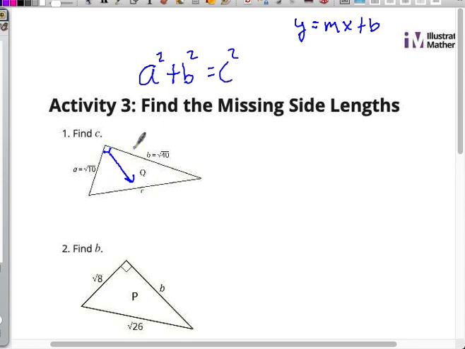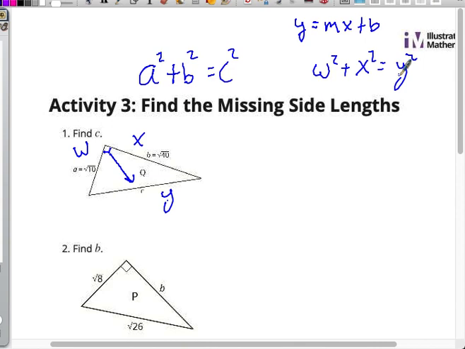So if they happen to relabel this triangle, and instead of sides A, B, and C, we had sides W, X, and Y, we can still use the same formula. We understand that W and X are making the right angle. So instead of ABC, we would use W squared plus X squared equals Y squared. And that's the same thing, right? Does that make sense?